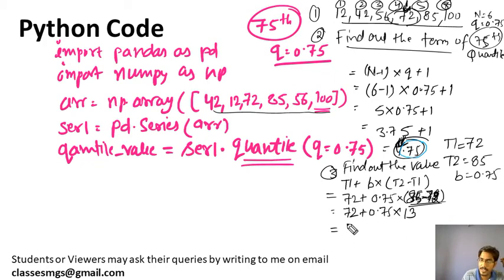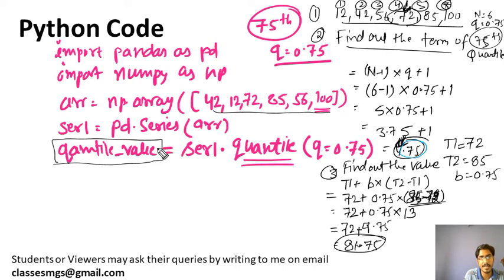Multiply by 0.75, somewhere around 9.75 will be the value, and the final value will be added to the 72. So 72 plus 9.75 is 81.75. So 81.75 will be the value of the quantile. This quantile value function will give 81.75.